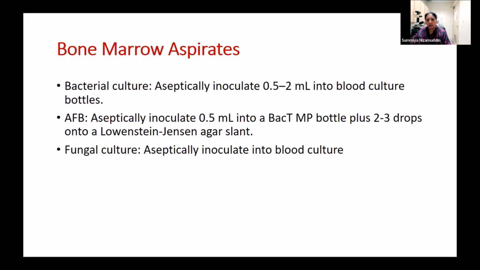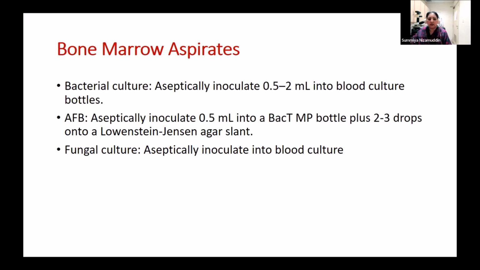Bone marrow aspirates can also be sent in blood culture bottles, around 0.5 to 2 ml. If you're suspecting TB in someone's bone marrow, then it's always advisable to let the collection center or the lab know that you are suspecting TB in the bone marrow. So a special bottle will be sent to you, and then you can introduce the sample directly into that bottle.